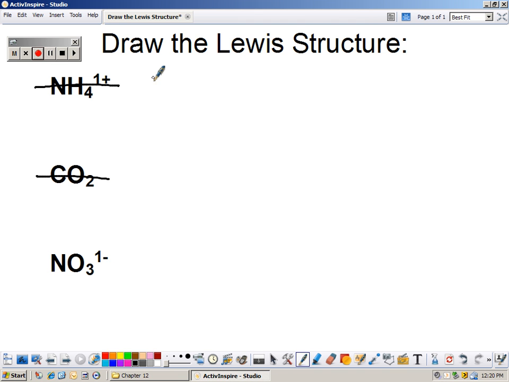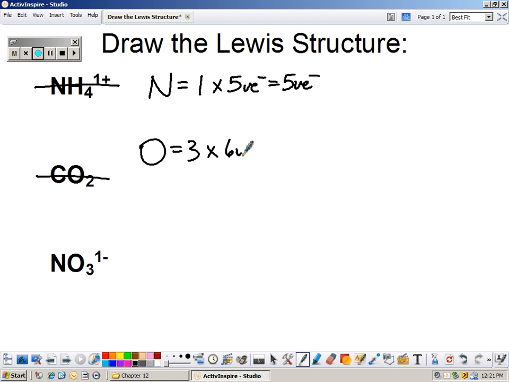Okay, so here are your elements. You have nitrogen, you have oxygen. You have one nitrogen, and nitrogen has 5 valence electrons. So that gives you a total of 5 valence electrons there. Okay, you have 3 oxygens. Oxygen has 6 valence electrons. So that gives you a total of 18.